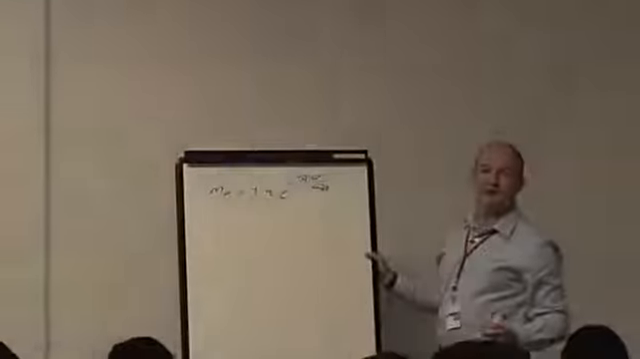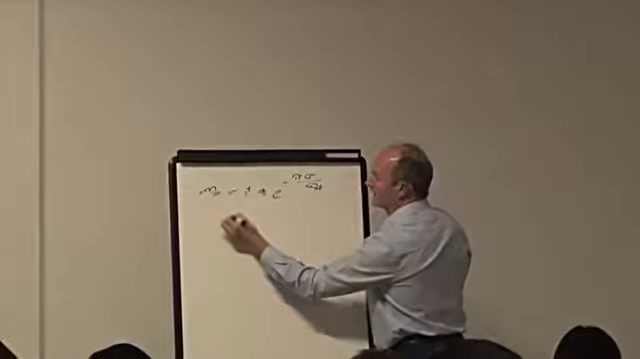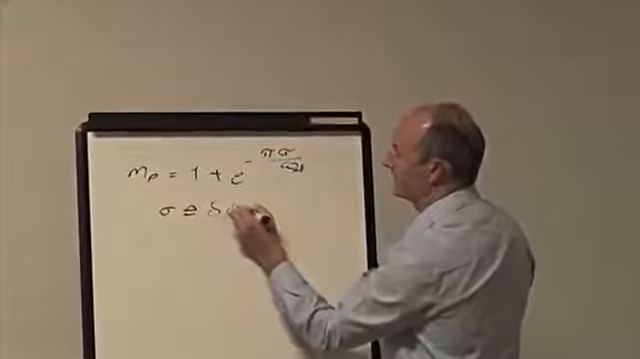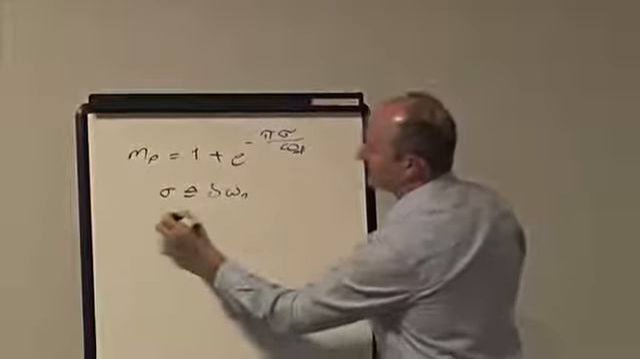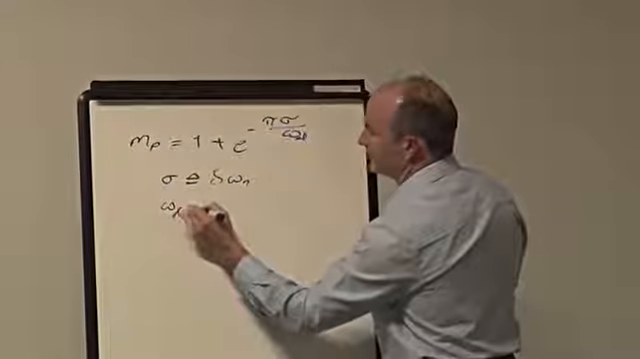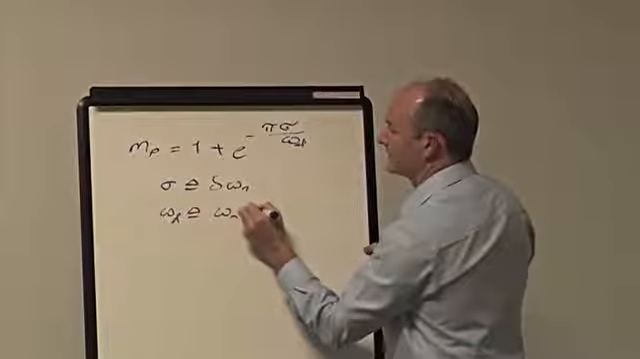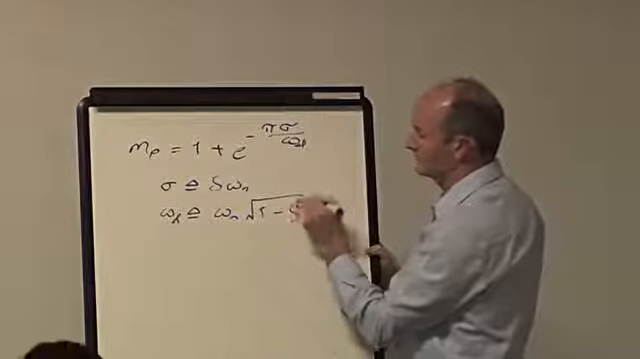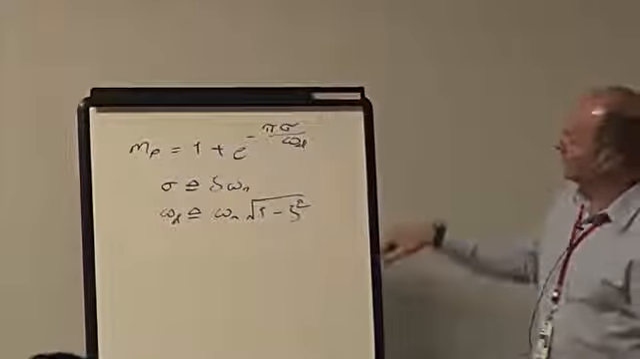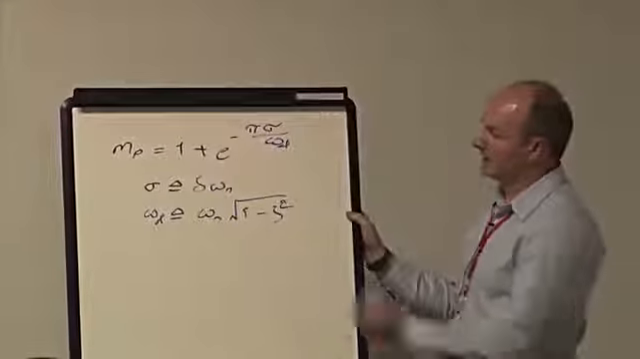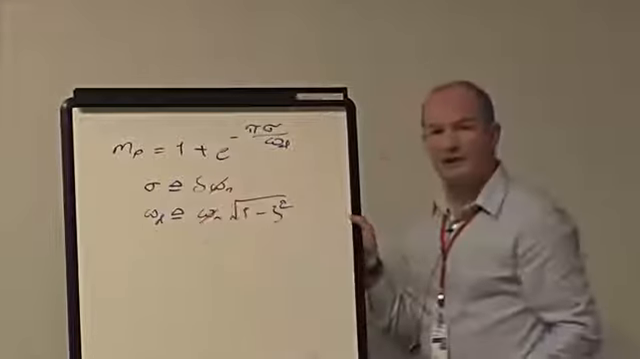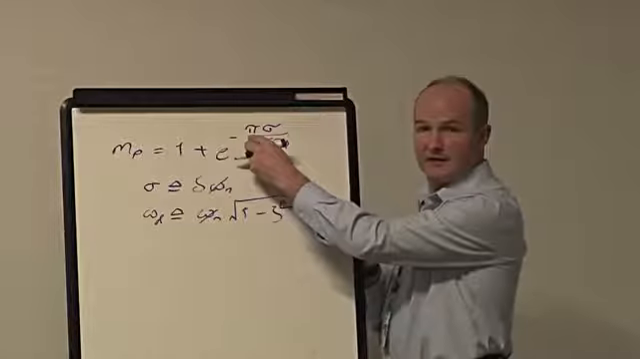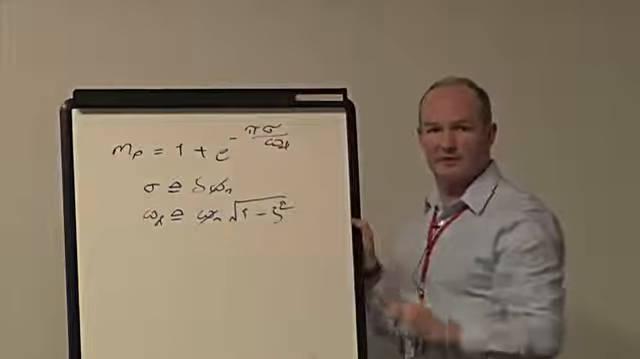I've previously defined some of these parameters for you. Sigma, remember, we define that as the damping coefficient. That's the product of zeta and omega n. And omega d, the damped natural frequency, we define that as omega n times the square root of 1 minus zeta squared. So can you see what's going to happen when we divide sigma by omega d? These things are going to cancel out. And what we're going to end up with is 1 plus e to the minus pi times zeta over the root of 1 minus zeta squared.